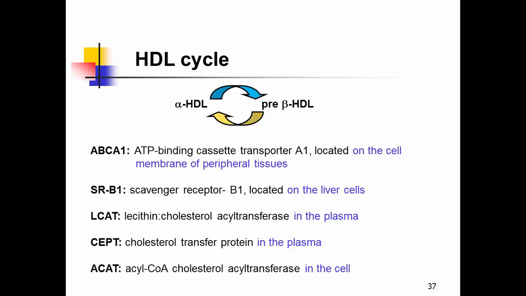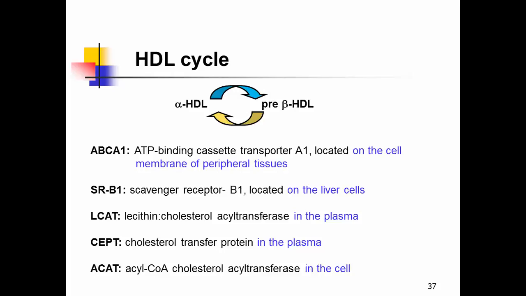So I mentioned that the conversion from beta HDL to alpha HDL occurs in the plasma, and several enzymatic reactions are involved in this conversion. I want you to remember these enzymes, because it's very important for understanding the process of the HDL cycle. The first enzyme or protein transporter is called ABCA1, the ATP binding cassette transporter A1.